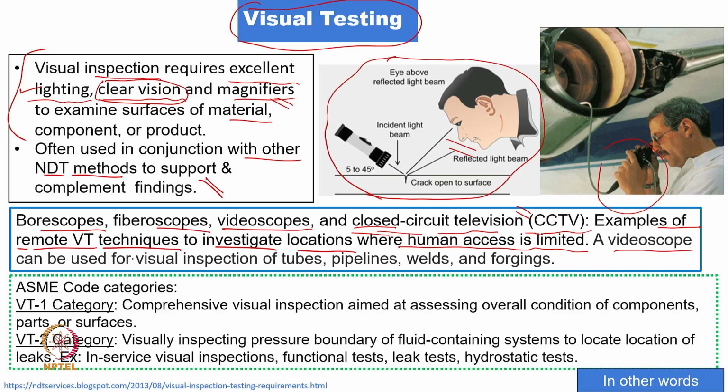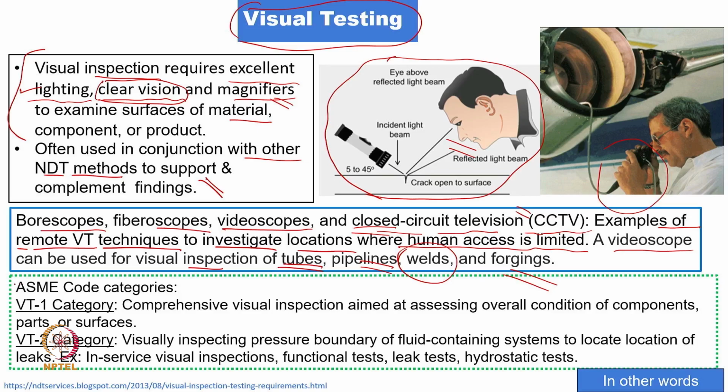A video scope can be used for visual inspection, like we have given the example of tubes and pipelines. Even in welds it can be utilized, and it can really give good results, even in a number of forgings where the inspection is happening inside a surface, and we will be able to get good results.